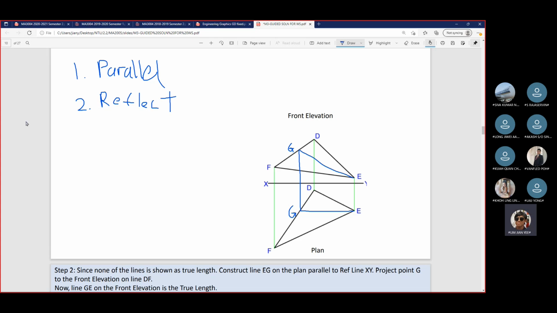Reflect on why you picked MAE as a major. No. Reflect off the datum. Okay. Reflect off the datum.